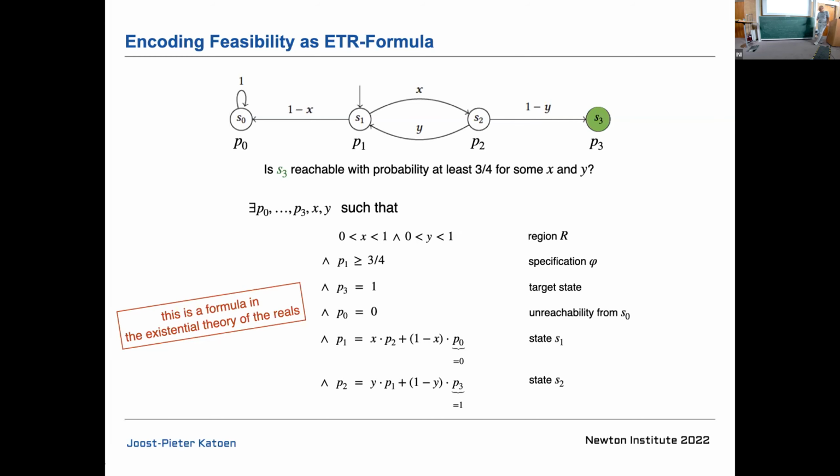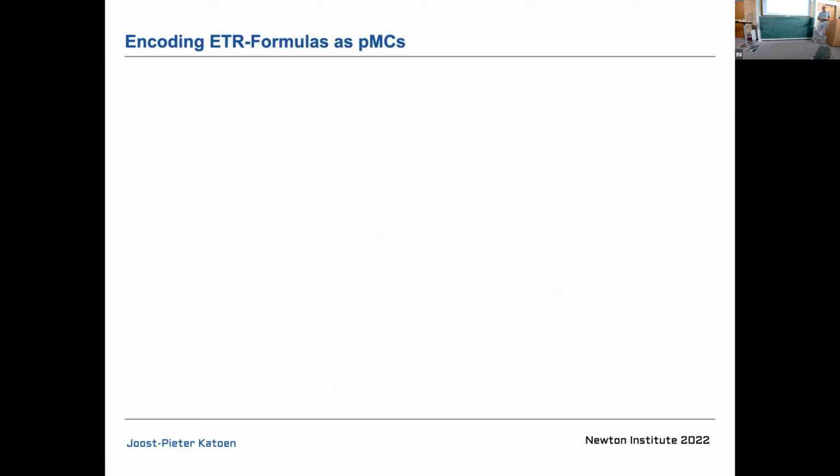Yeah, good point. Good. Now I'm going to show you that actually any ETR formula can be cast into a reachability probability in a parametric Markov chain. And I'm going to do that by means of an example. So it's existential theory of the reals. Okay. So let's look at this formula.